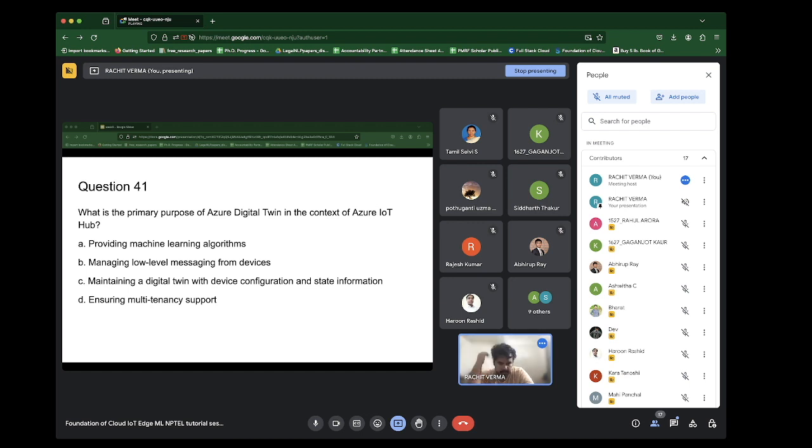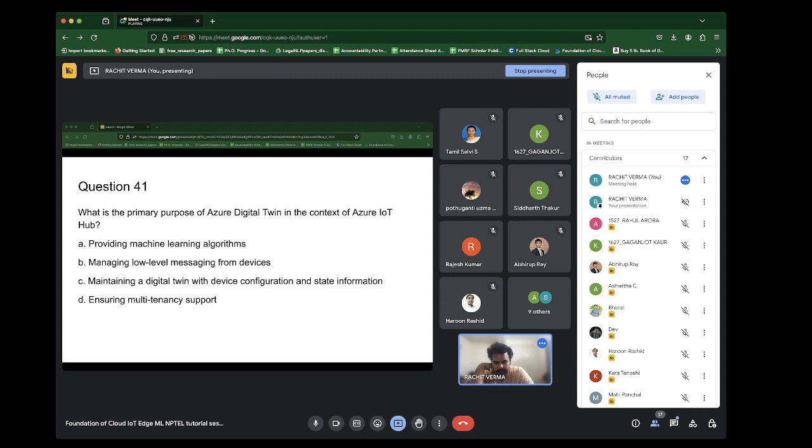Okay, so C is the correct answer. It maintains a digital twin with the device configuration and the state information. The digital twin does not manage something like low level messaging from devices. That would be handled by cloud IoT. It is not clear whether Azure Digital Twin exactly manages that.